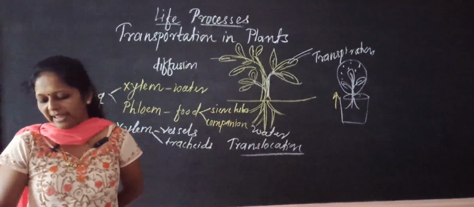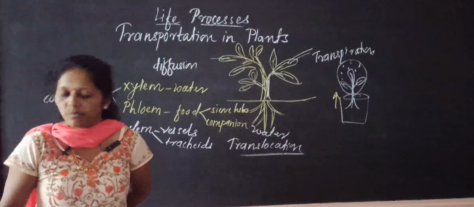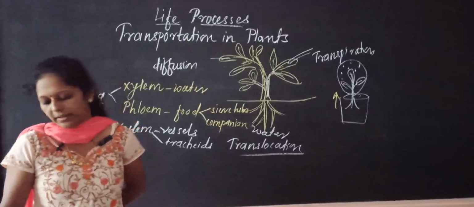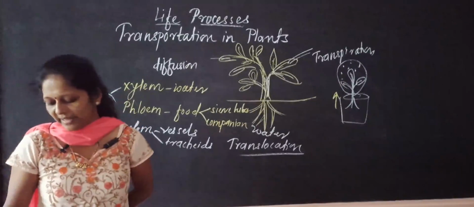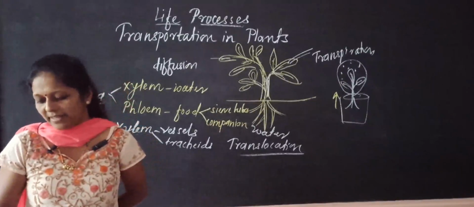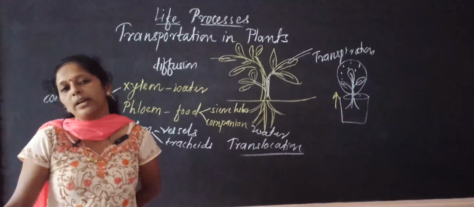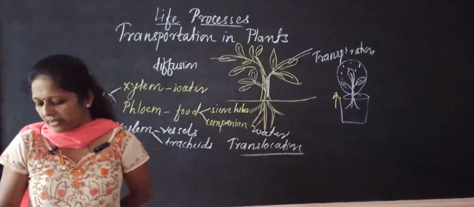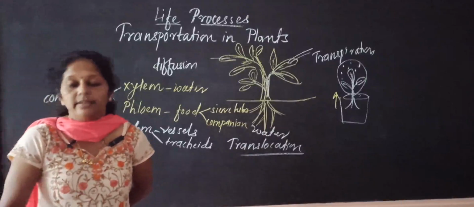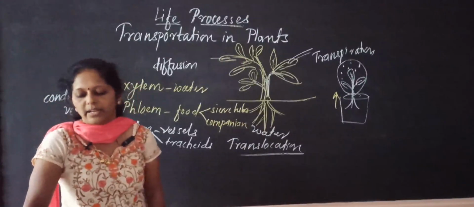Unlike transport in the xylem, which can be largely explained by simple physical forces, as we saw, where water pressure causes a continuous steady movement of water from the root to the upper parts of the plant, translocation in the phloem utilizes energy. So translocation takes place with the help of energy.